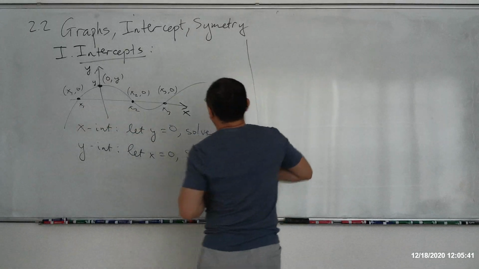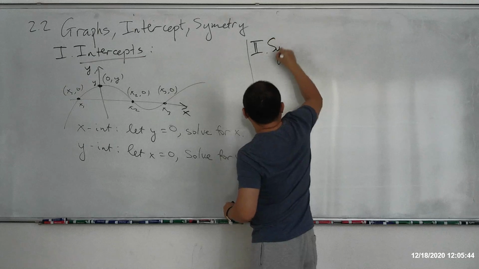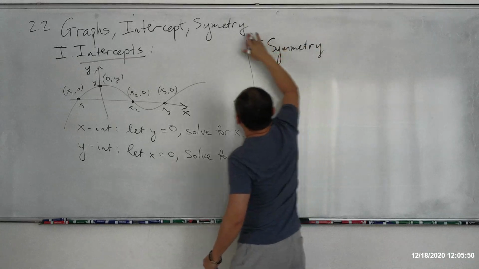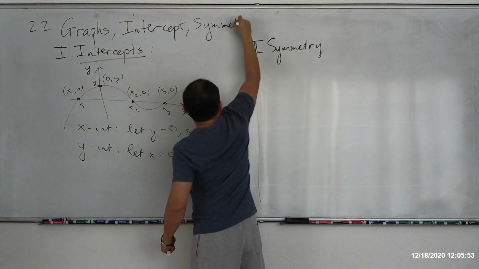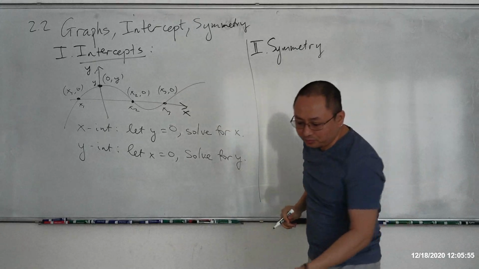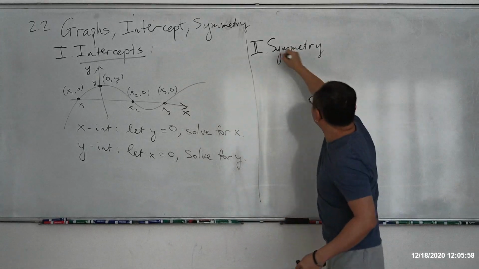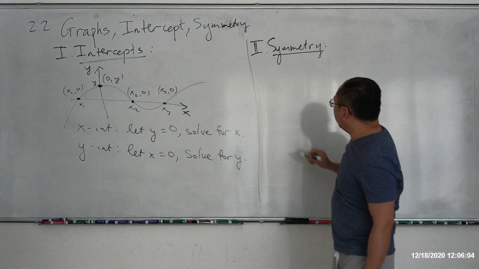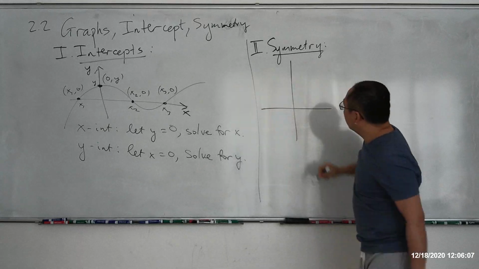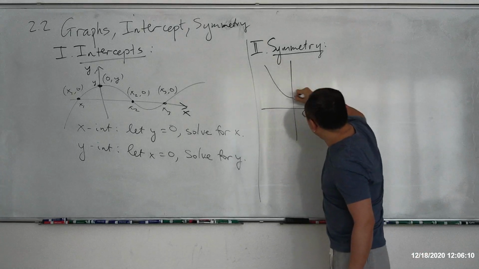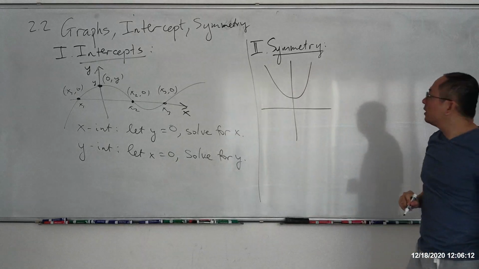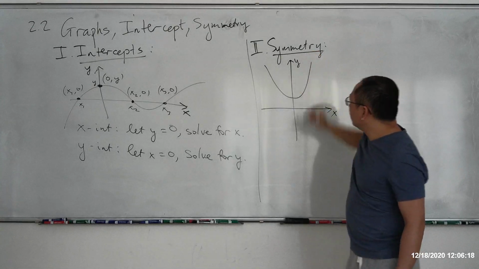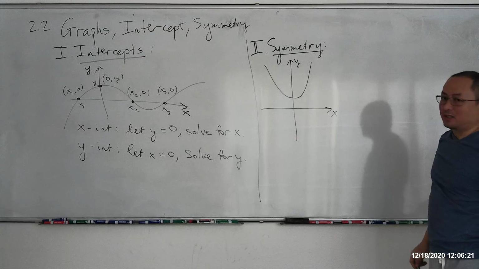Second, we're going to talk about symmetry. We're going to have, I think, three types of symmetry. Let me show you the first one. Look at the graph right here. This one right here, the graph is symmetrical about the y-axis. Symmetrical about the y-axis, see?